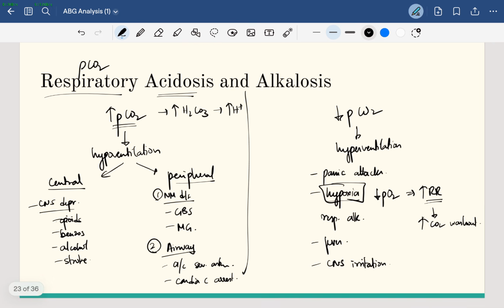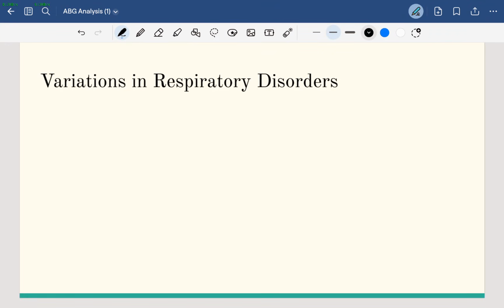Let me remind you that in acidosis, when there is a high PCO2, to compensate, the bicarb has to increase because bicarb is a base, and so there will be respiratory acidosis with compensatory metabolic alkalosis. And the reverse is true in alkalosis. When there is respiratory alkalosis, there is compensatory metabolic acidosis. Now, we discussed variations in metabolic disorders, so we can expect the same in respiratory disorders as well. So let's go back to the same concept.